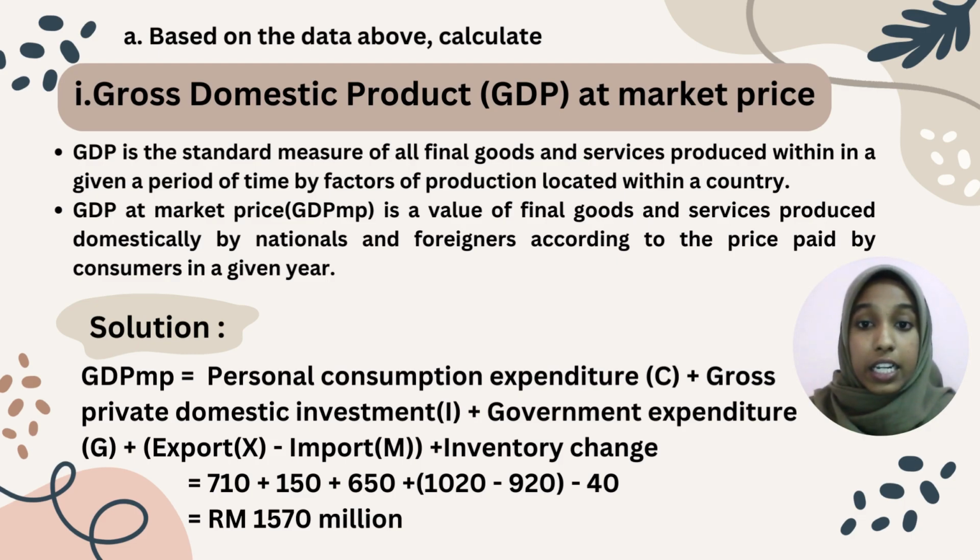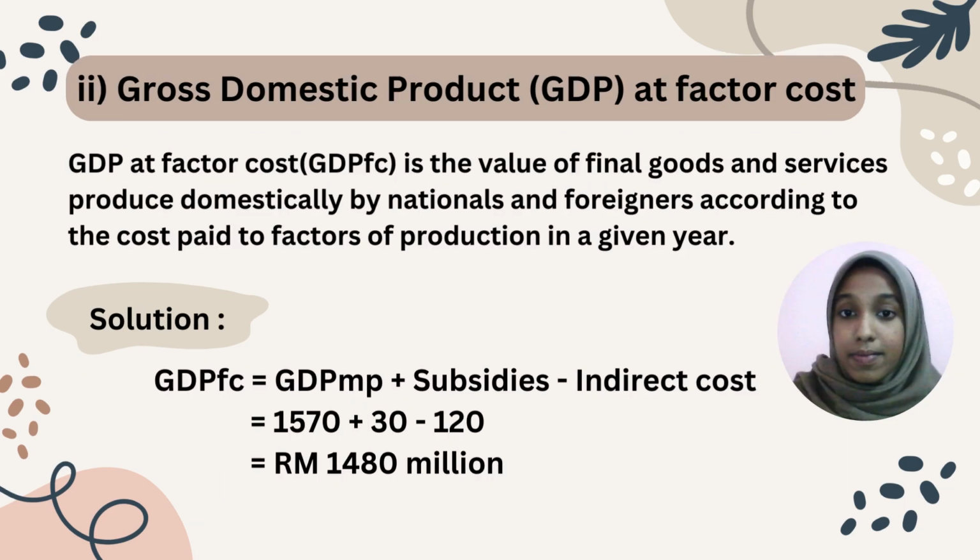The formula to calculate GDP MP is personal consumption expenditure plus gross private domestic investment plus government expenditure plus export minus import and plus inventory change. So the total value of GDP MP that we got from this question is 1,570 million ringgit.